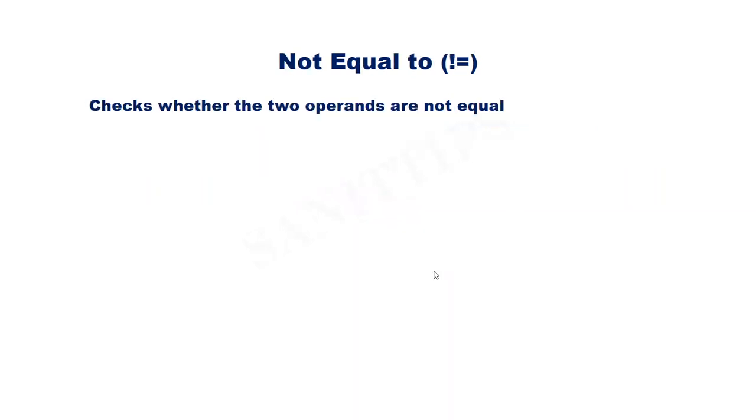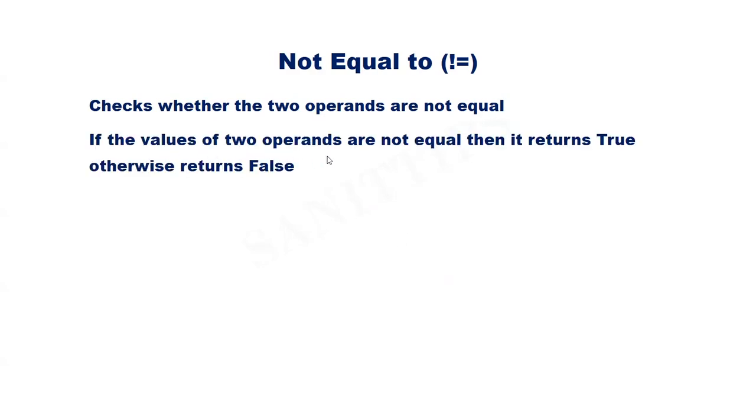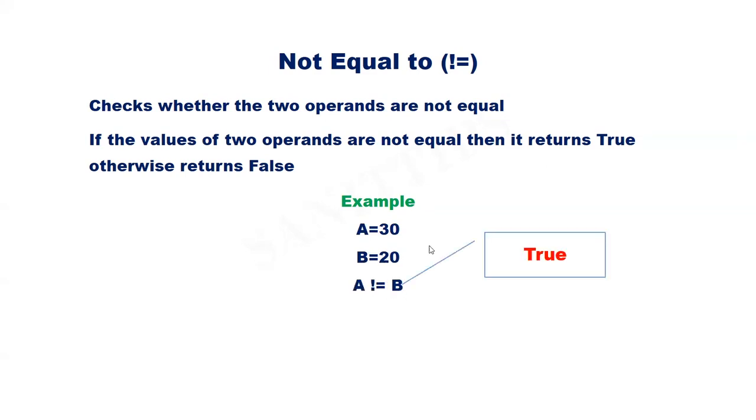Not equal to checks whether the two operands are not equal or not. If the values of the two operands are not equal, then it returns true, otherwise it returns false. Assume A equal to 30 and B equal to 20. A not equal to B will return true, since A and B are not equal.